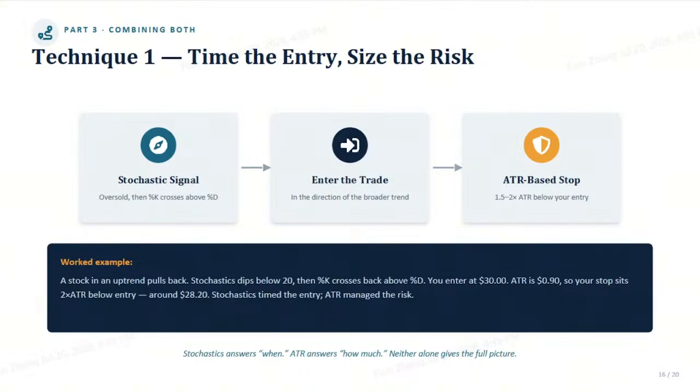Notice how naturally these two indicators divided the labor. Stochastics helped time the decision. ATR helped manage the risk on that decision. Neither one alone gives you the complete picture. Together, they do.